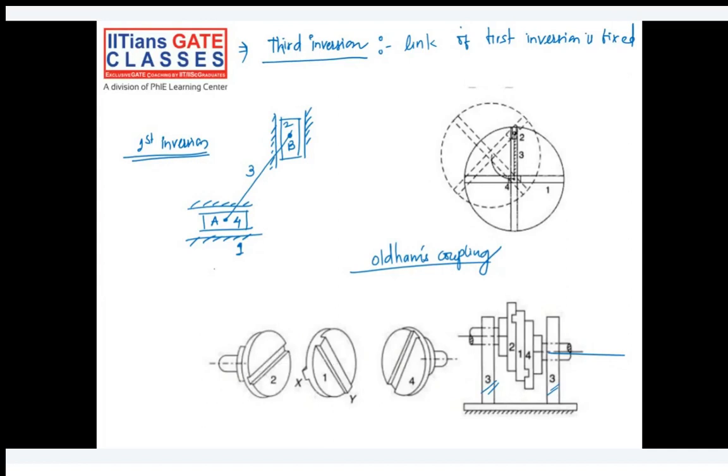You should know that Oldham's coupling we are using in the cases where we have an axial misalignment. Can you tell me where you will use universal joint? You might have studied universal joint in maybe machine design, or mainly subject. What is the difference between universal joint versus this Oldham's coupling? Not particularly perpendicular axis.